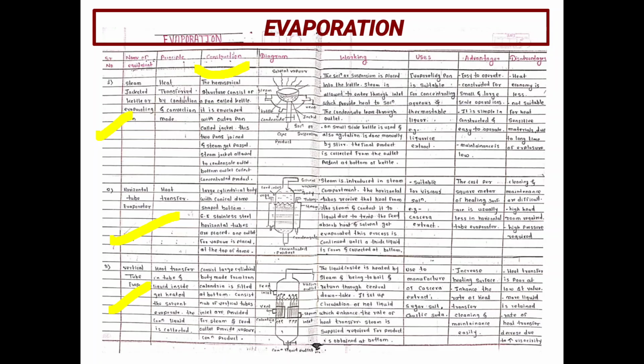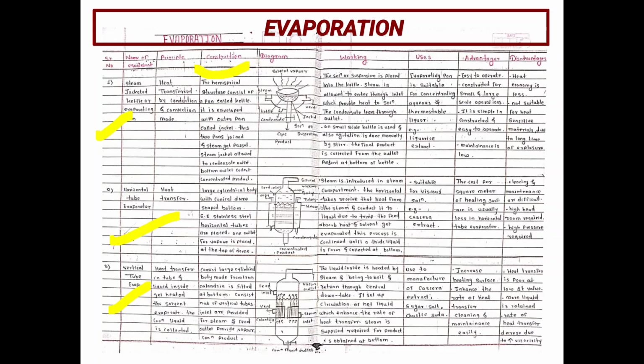Heat sensitive materials means drugs that lose their activity at higher heat, so that substance is not suitable. Horizontal tube evaporator: suitable for viscous solutions, cascara extract. Vertical tube evaporator: used in manufacture of cascara extract, sugars, salt, etc.